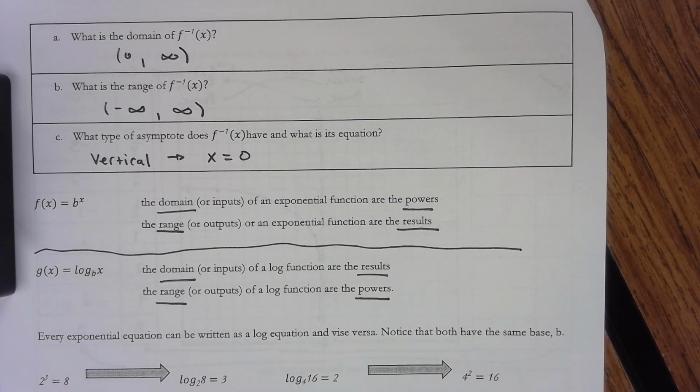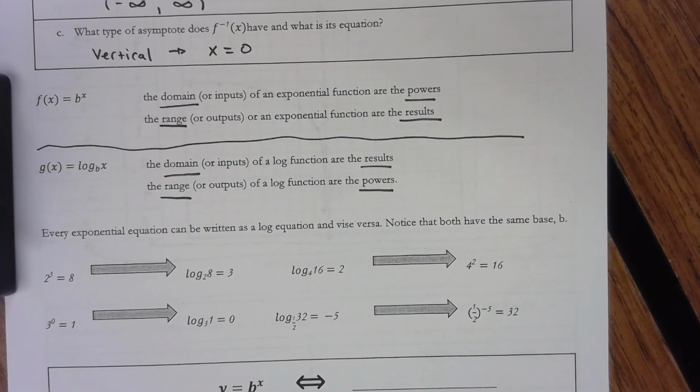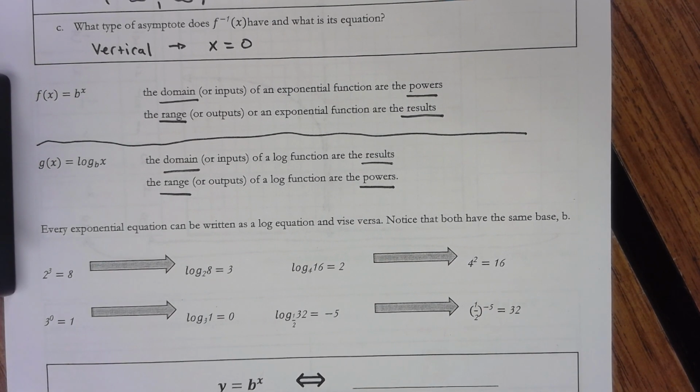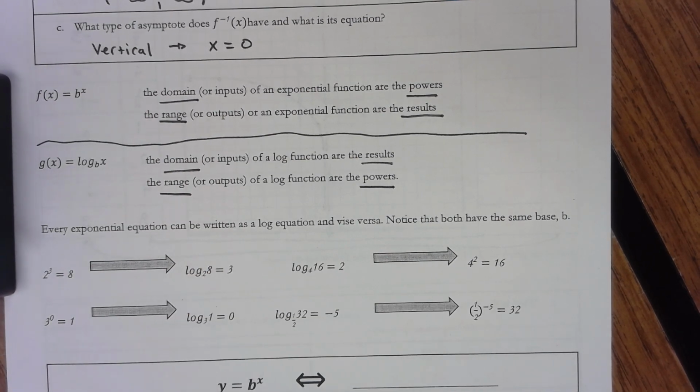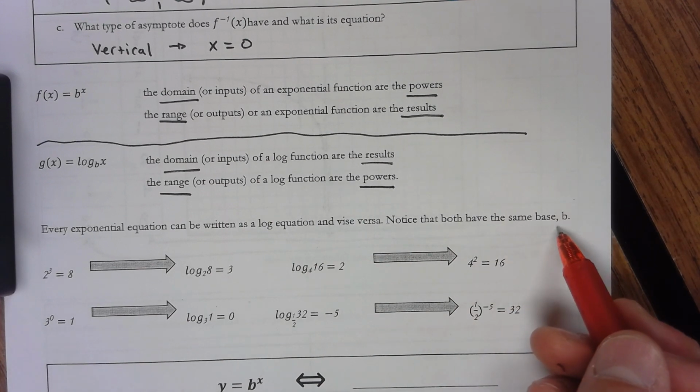And we have a way of how we can rearrange log equations and exponential equations to come up with this idea. Every exponential equation can be written as a log equation and vice versa. These go in both directions. Notice that both have the same base b.